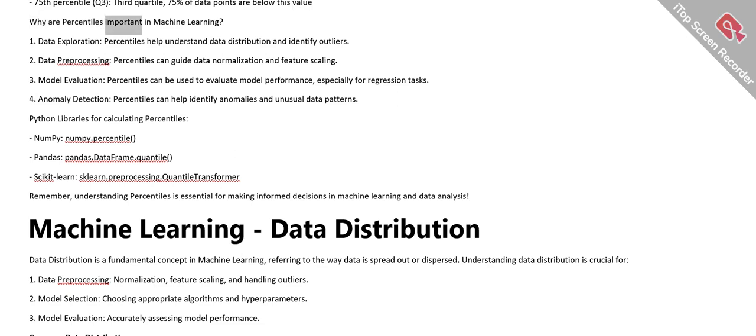Why are percentiles important in machine learning? 1. Data exploration: percentiles help understand data distribution and identify outliers. 2. Data pre-processing: percentiles can guide data normalization and feature scaling. 3. Model evaluation: percentiles can be used to evaluate model performance, especially for regression tasks. For anomaly detection, percentiles can help identify anomalies and unusual data patterns.